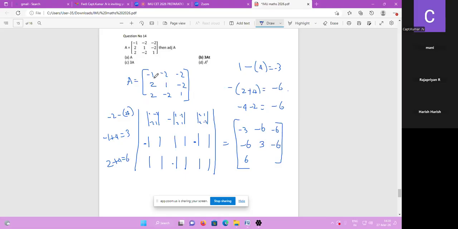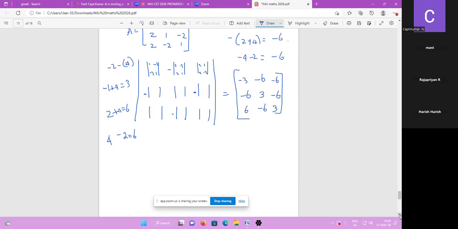Now again this 2. Cancel this. Minus 2 into minus 2, plus 4, minus 2. Again 6 comes. So for minus 2, you will get minus 6. For 1, you will get 3. Okay. Now, this is called the cofactor matrix, not adjoint. So it's called the cofactor matrix. Okay. Adjoint will be just the transpose of this.